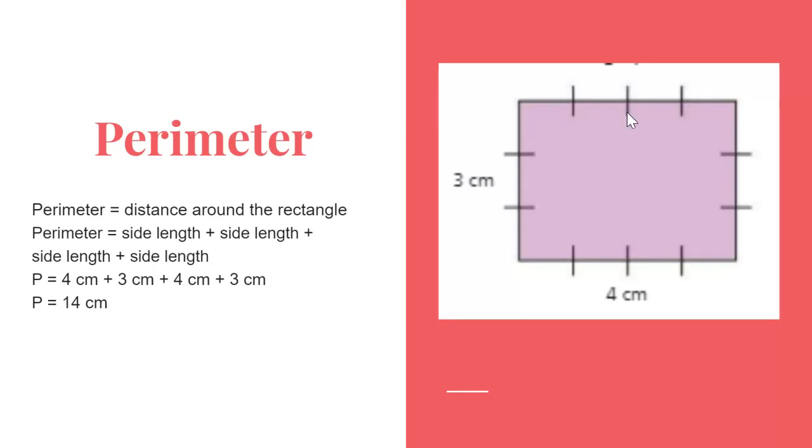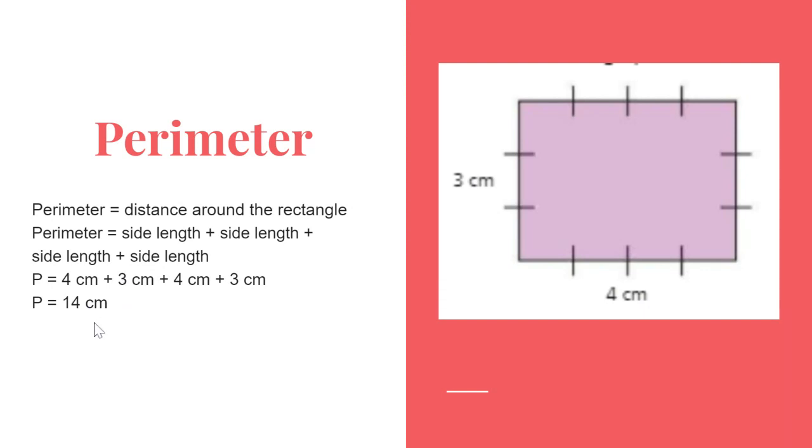So here I have the same rectangle with a side of 3 and a side of 4. If this side is 3, that means that this side over here is also 3. And if this side is 4, this side is also 4. And I'm just going to add all of those edges together. So I'm going to do 4 plus 3 plus 4 plus 3. And when I add those all together, I get 14 centimeters.